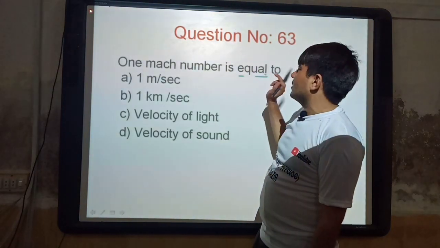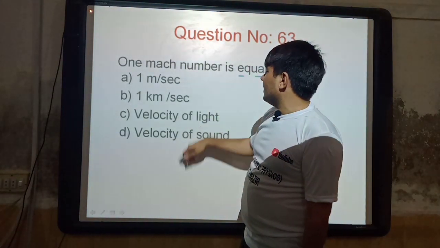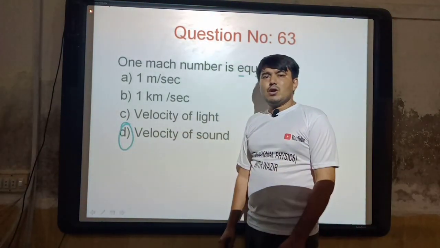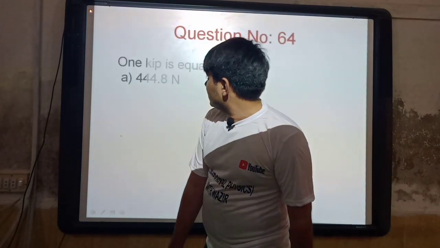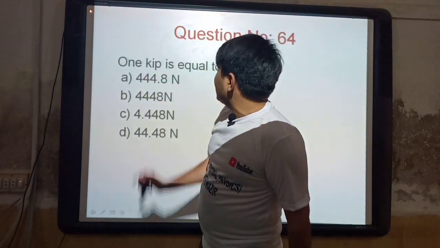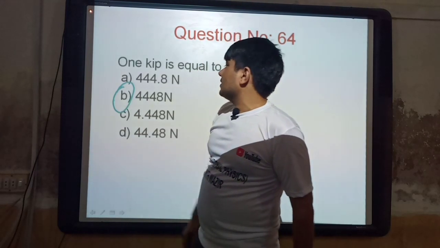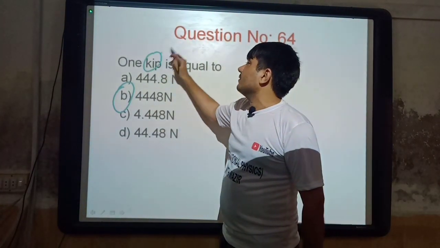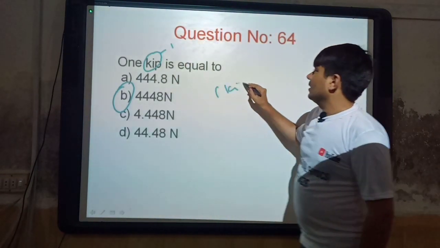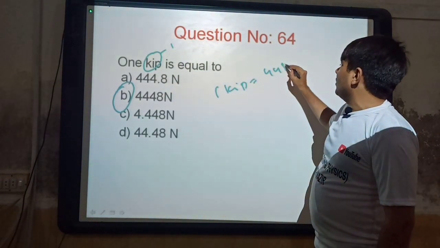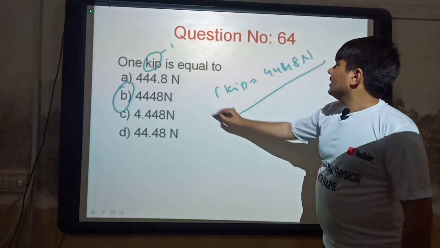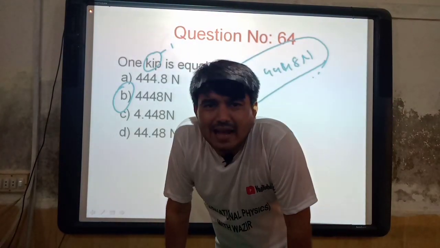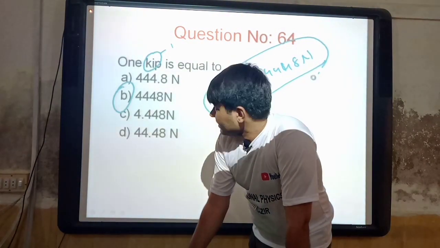One Mach number is equal to what? One Mach number is equal to velocity of sound. One kip is equal to 448 Newton. A kip is a unit of force. 1 kip is equal to 448 Newton. It means a kip is the biggest unit of force.